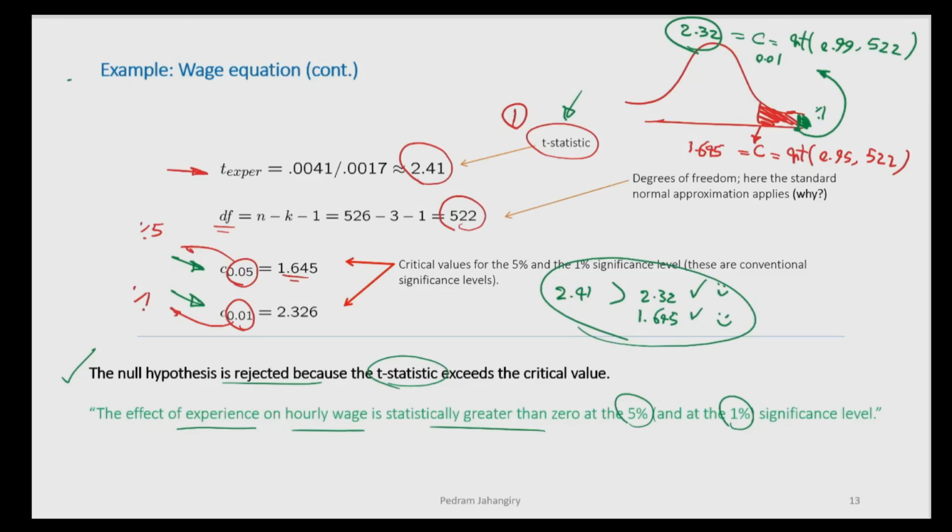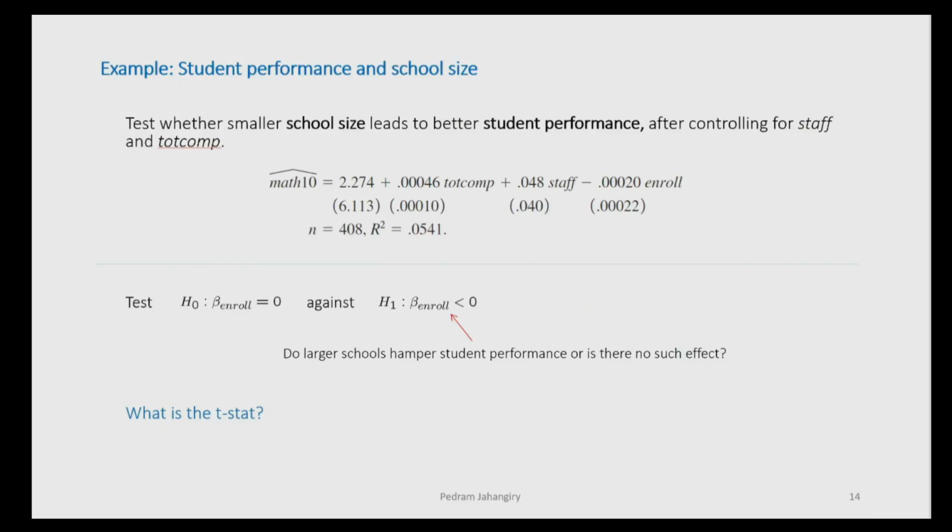All right, so that was a one-tailed test example. Let's look at another one-tailed test example. This time, we're going to look at the left tail. We covered the right tail. Now let's look at the left tail example from the textbook.